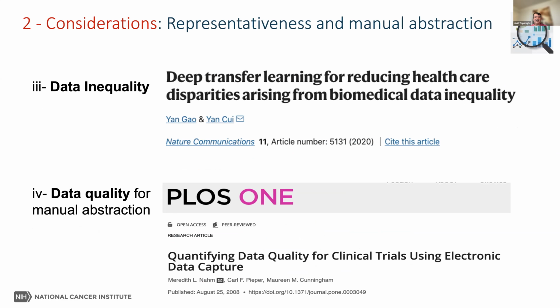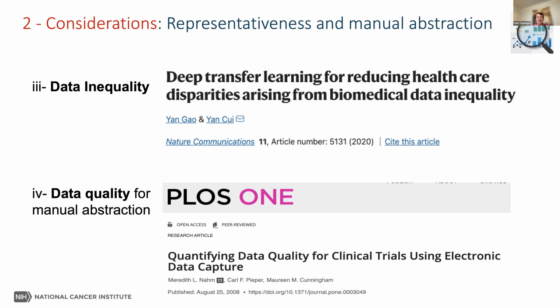And lastly, on the consideration that manual abstraction, probably known by many of you, has a lot of issues, Meredith published on this in 2008. And I'm sure you can find a lot of similar publications indicating the challenges of manual abstraction.